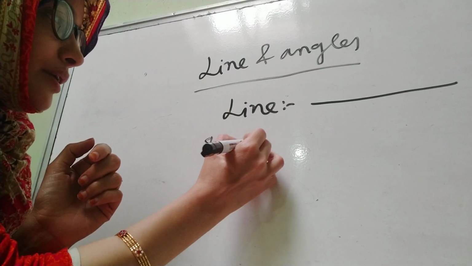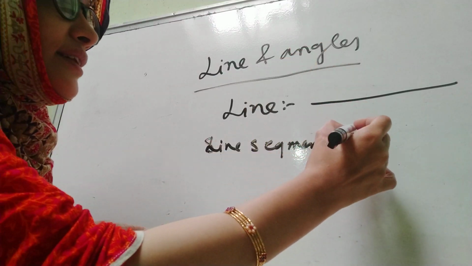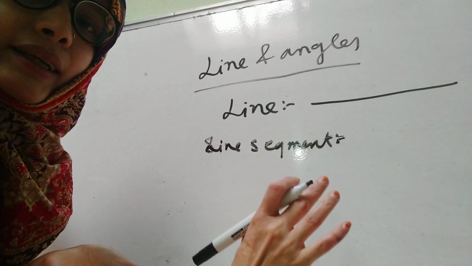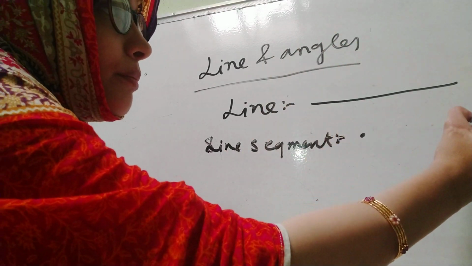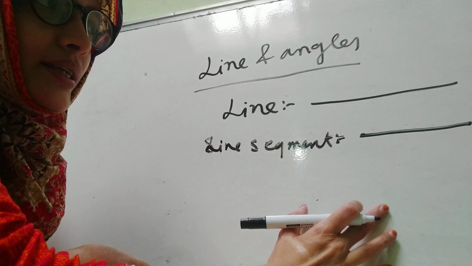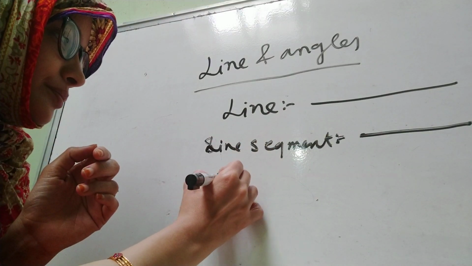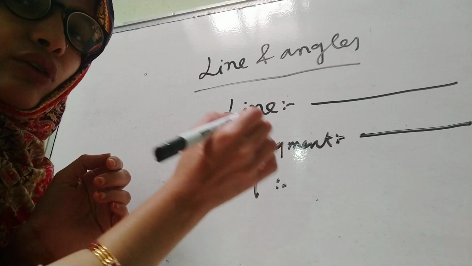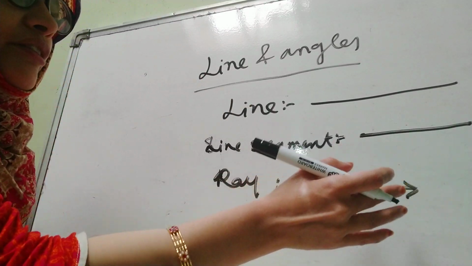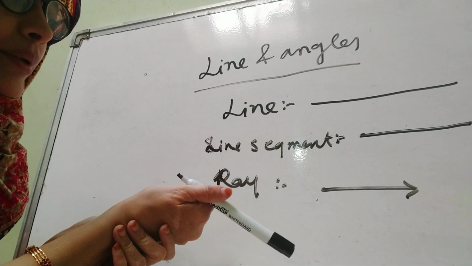Line segment. A line segment is a line also, but it is fixed from two ends. So it has a fixed length and it cannot be extended in either direction. And next is ray. A ray is also a line, but it is movable from one end only. One end is fixed and the other end can be movable. So this is the line segment and ray.